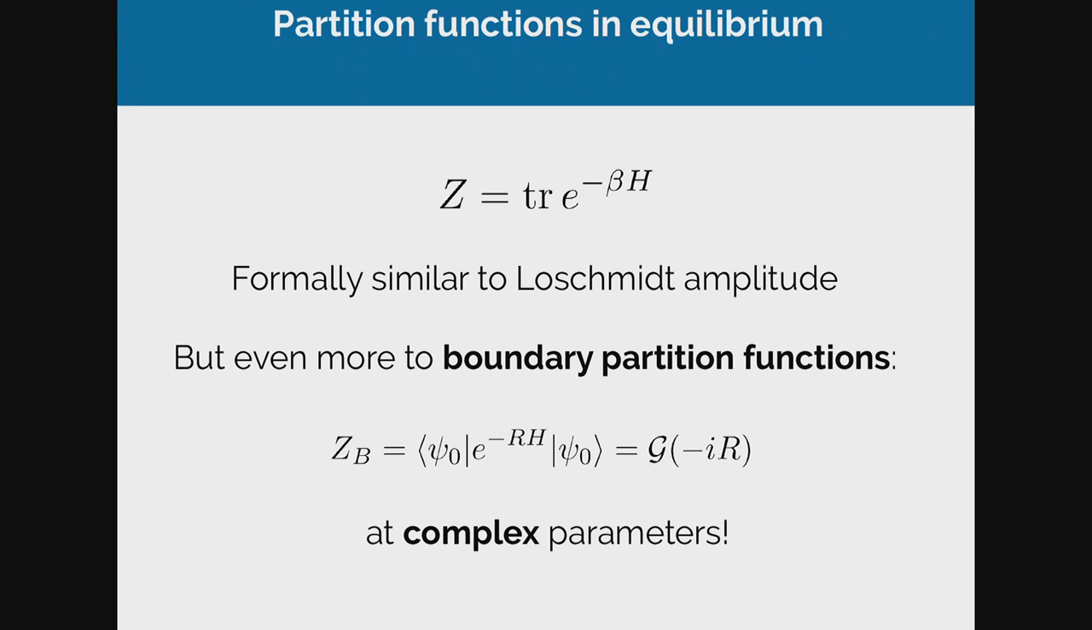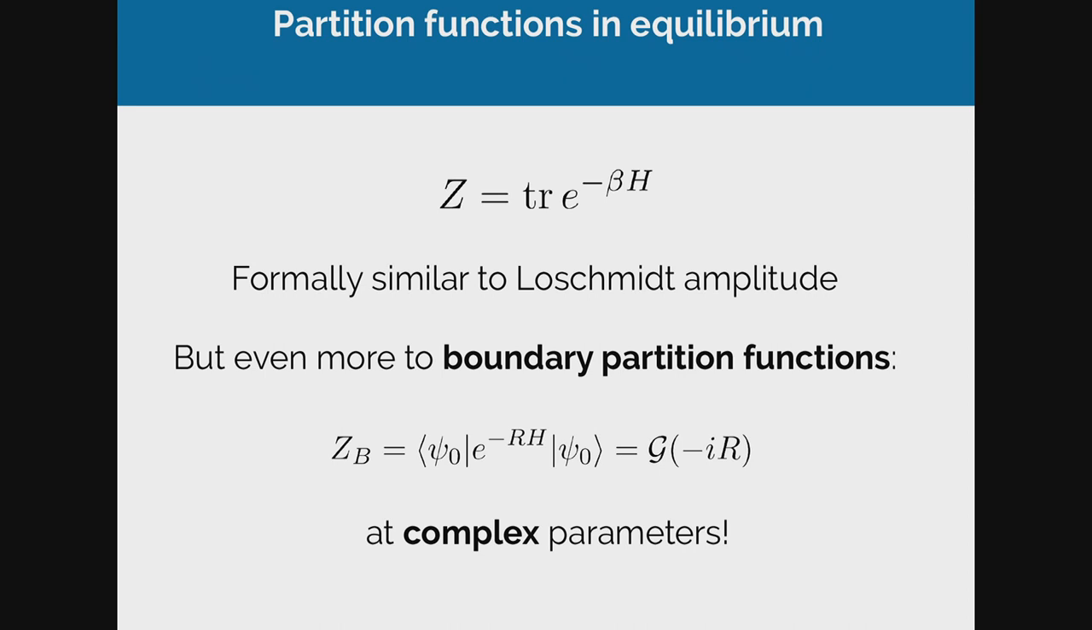Consider, for example, a Casimir effect, where you have two metal plates enclosing some medium. And when you want to describe the equilibrium physics of such a system, then you can show that you can describe the properties in terms of such boundary partition functions, where these two so-called boundary states encode somehow the boundary condition. R denotes the distance of these two boundaries, and H is the Hamiltonian of the bulk in between.